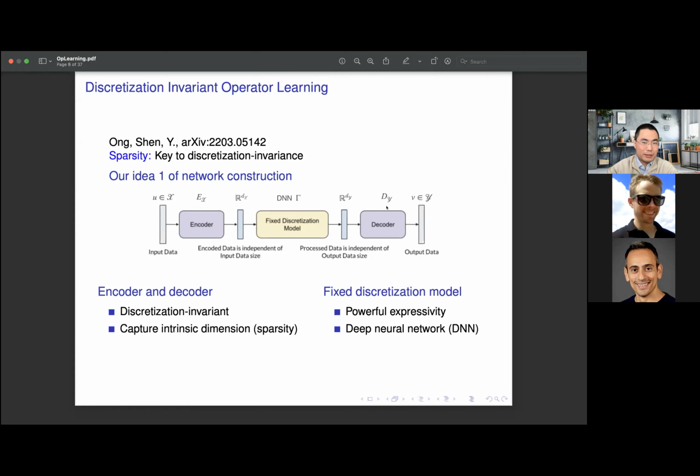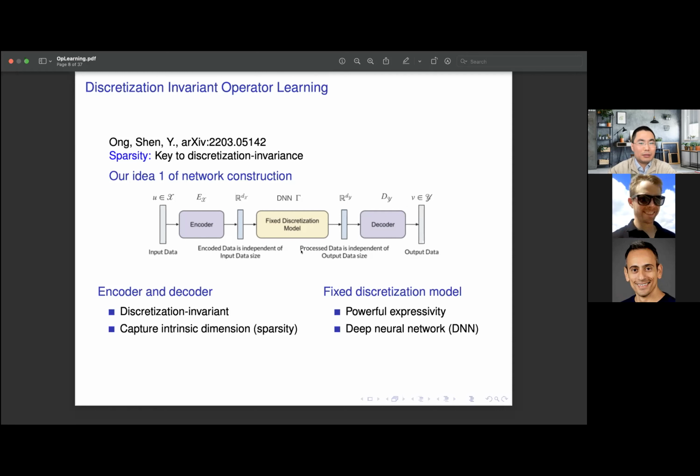And at the same time, we want to have a discretization invariant decoder in the sense that it can decode a fixed size vector back to any arbitrary discretization format you want to use without much loss of information. So we want to have a discretization invariant encoder and decoder.